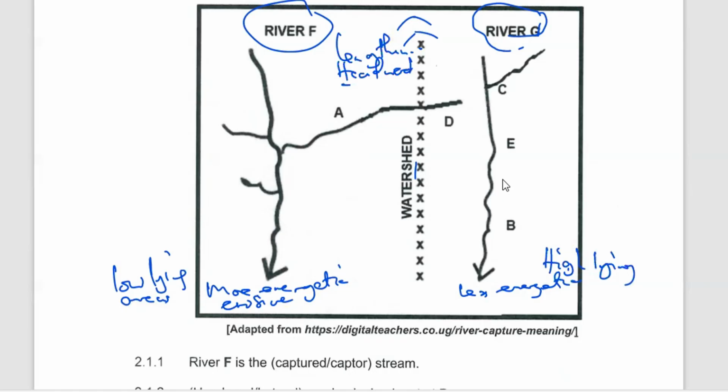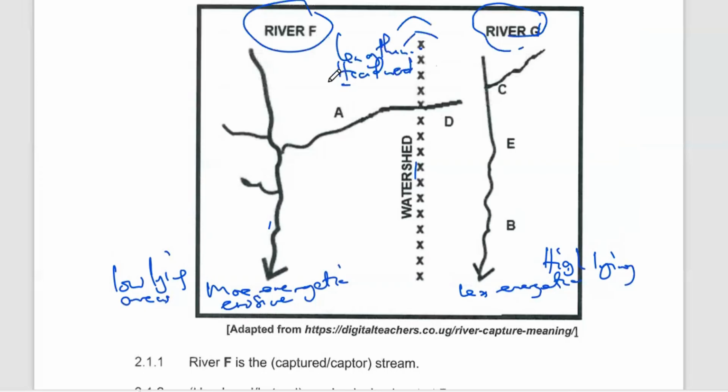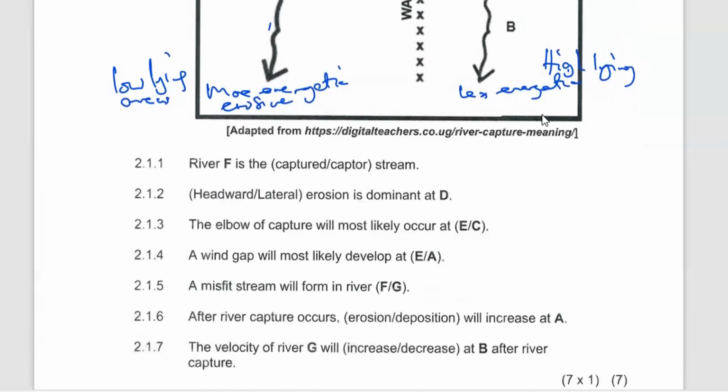And because of this nature of erosion, we tend to find that this stream is gradually advancing towards the watershed and will eventually reach River G. And as it reaches River G, it is going to intercept the headwaters of River G into the flow of River F. That's typically the situation of stream piracy or river capture. Right, let's go to our questions and try to quickly answer them. River F is the captor. We are looking at River F. River F is the one which is capturing. So it is the captor, the one that is intercepting.